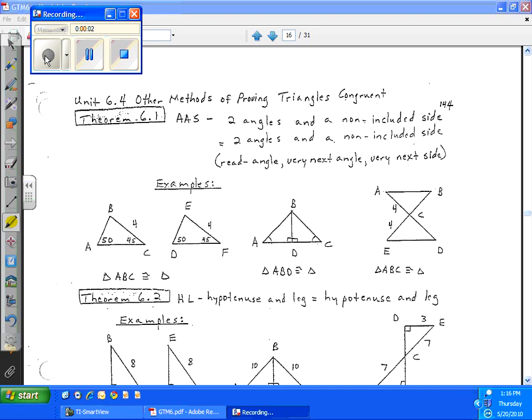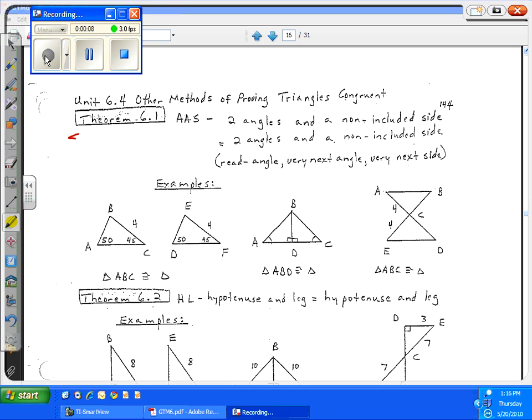Unit 6.4, Other Methods of Proving Triangles Congruent. So far, we have learned that we can prove that triangles are congruent by side, side, side. If all three sides of one triangle equal all three sides of another, then they are congruent by side, side, side. Side angle side: if two sides and the included angle of one triangle equal two sides and the included angle of another, then we say they are congruent by side angle side.